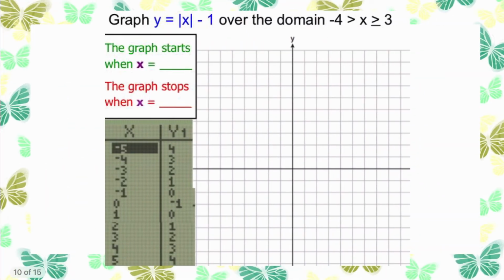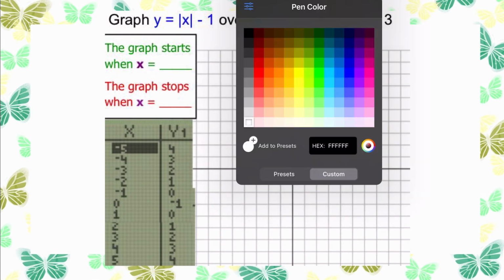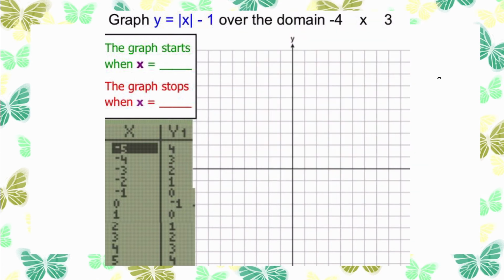Okay, we're going to do one more together, and then I'll have you do some on your own. Based on this question, y equals absolute value of x minus 1 over the domain -4. Oh, my inequality symbols are all off. Let me fix that for you. These should be less than, so that's totally my bad. So it's -4 less than x, less than or equal to 3.